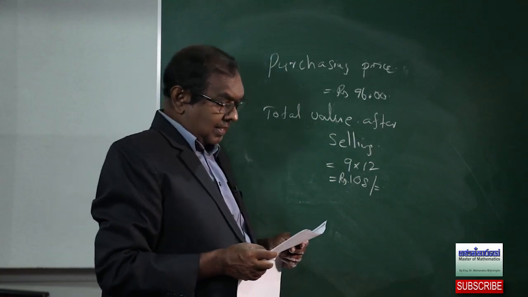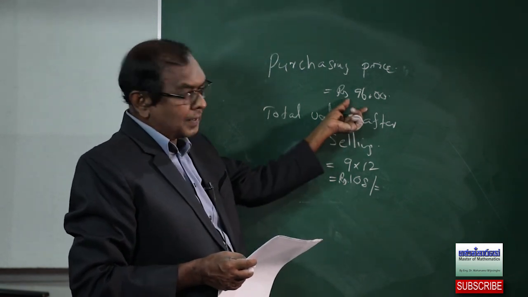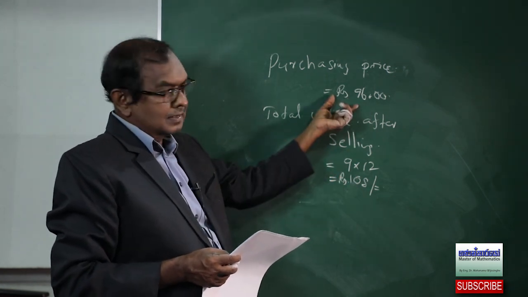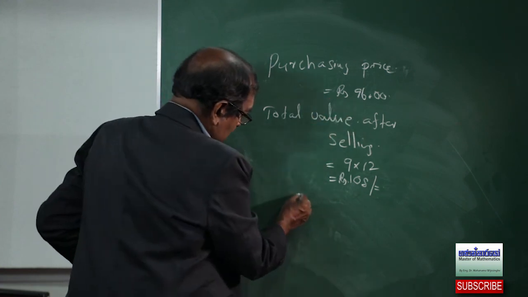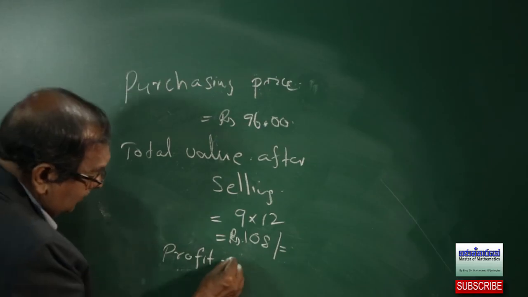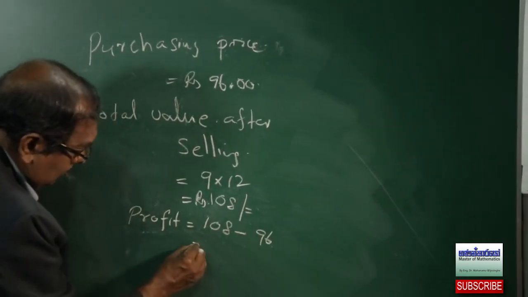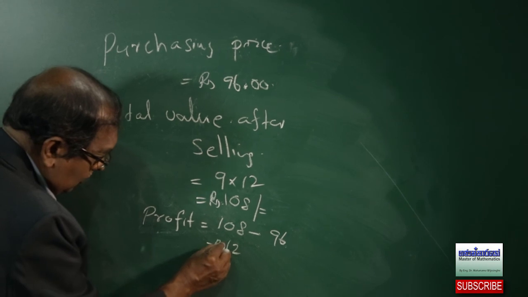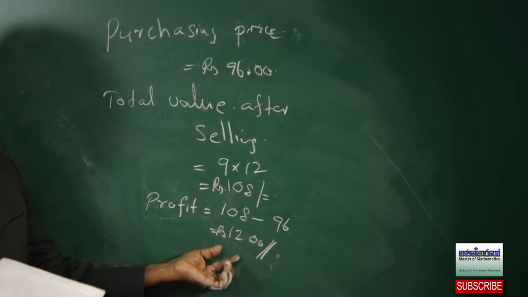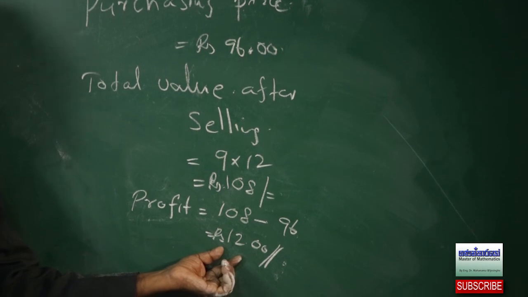Then the question is, what is the profit? This is the earning amount, 108 rupees. This is the spending amount, 96 rupees. Profit is earning amount minus spending amount. Profit equals 108 minus 96. This is 12 rupees. This is the answer. By selling the dozen oranges, he can earn 12 rupees profit. Question number 19.